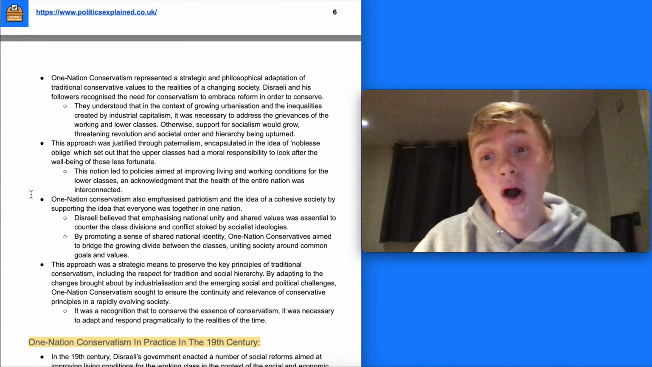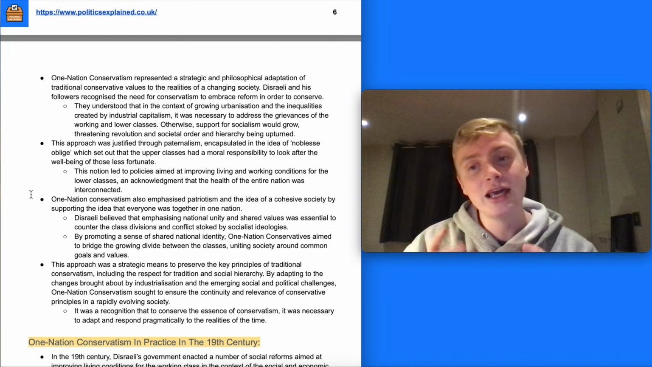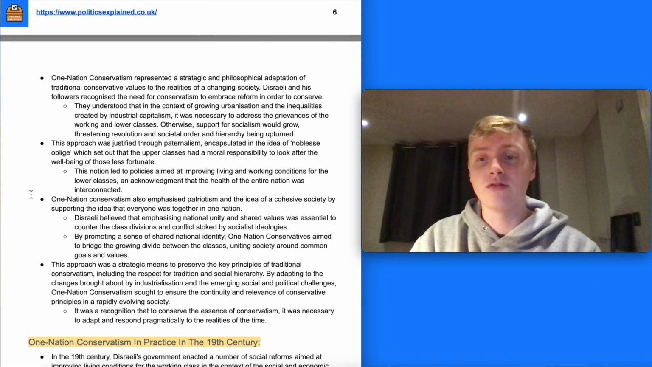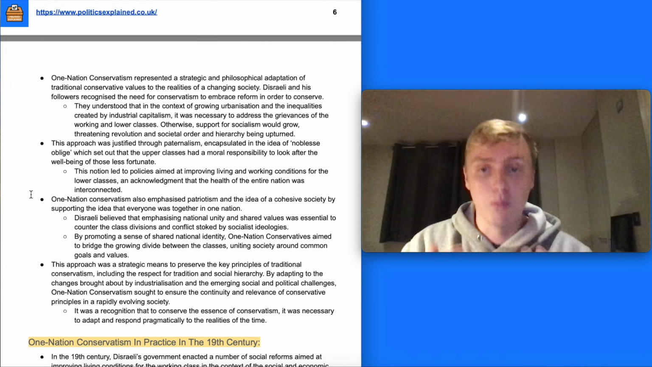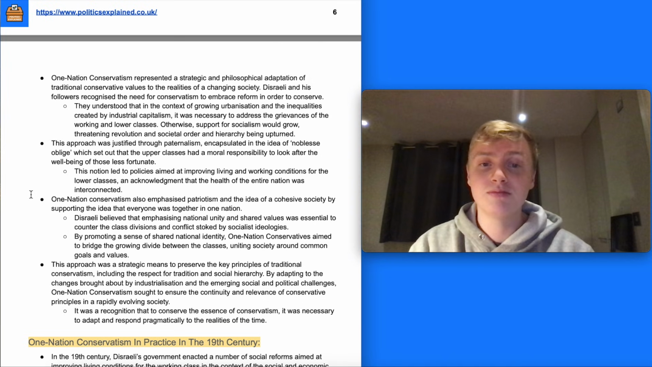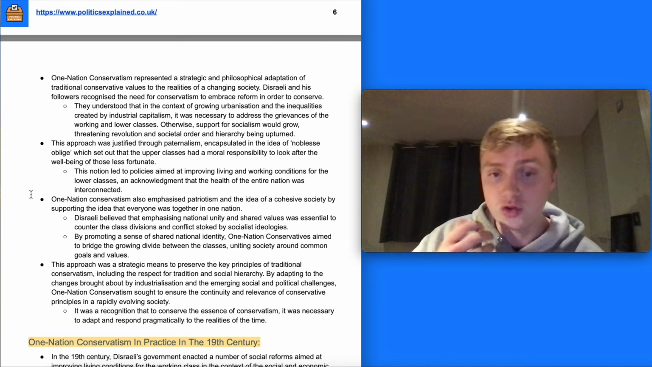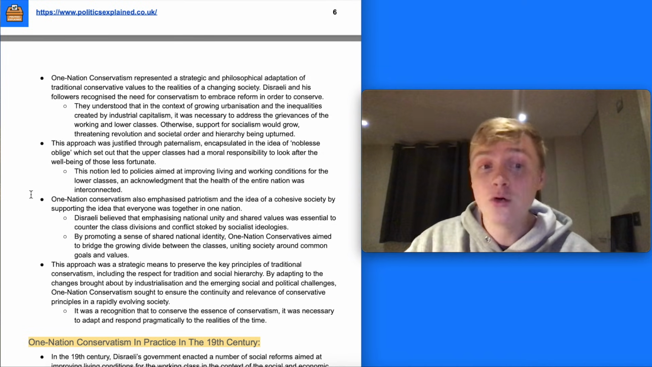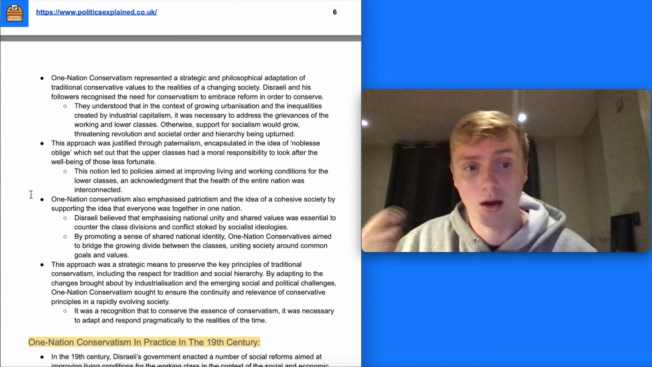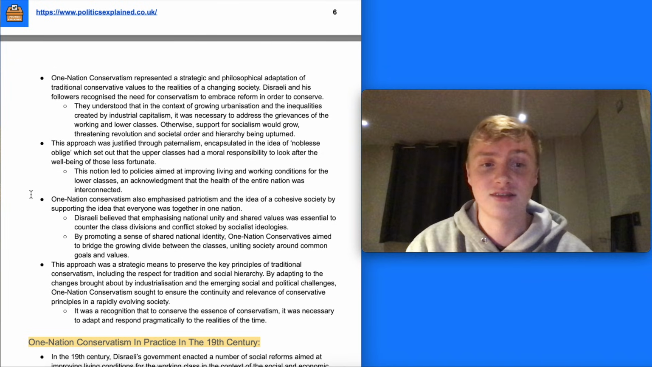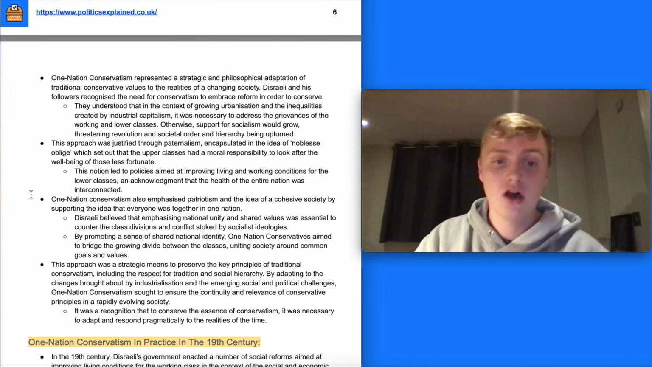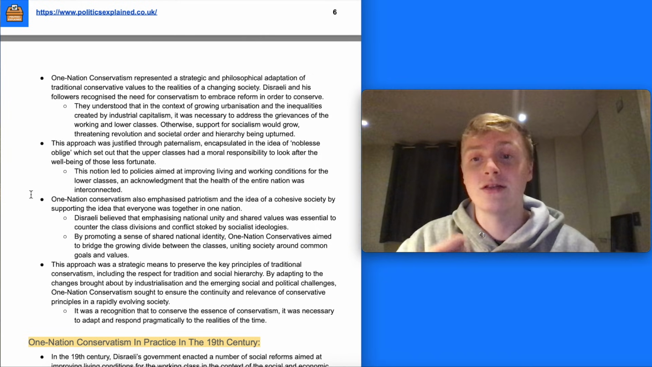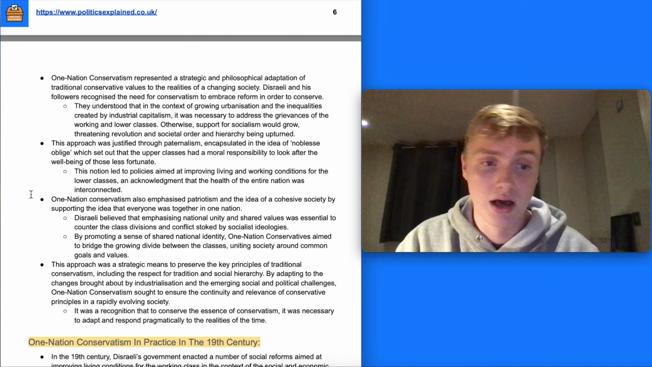Crucially, a final key part of it, and why it's called one nation conservatism, is that they really emphasise patriotism and the idea of a cohesive society. And this was through promoting the idea that everyone was together in one nation, and patriotism was key to that. And Disraeli in particular believed that emphasising national unity and shared values was essential to countering the class divisions and the language of social class that socialists were using. So by promoting this national identity, they aim to bridge the divide between the classes, uniting society around common goals and values, and crucially, maintaining hierarchy and preventing the threat to hierarchy and to tradition in society.